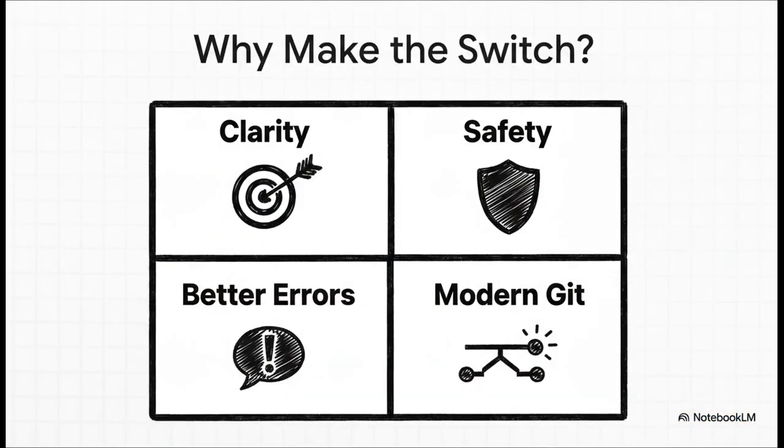So why should you bother changing your muscle memory? Well, there are 4 huge reasons. First, clarity. No more guessing what a command will do. Second, safety. You're just way less likely to accidentally delete your work. Third, you get better, more helpful error messages. And finally, this is just the modern way to use Git. It's where the tool is heading.